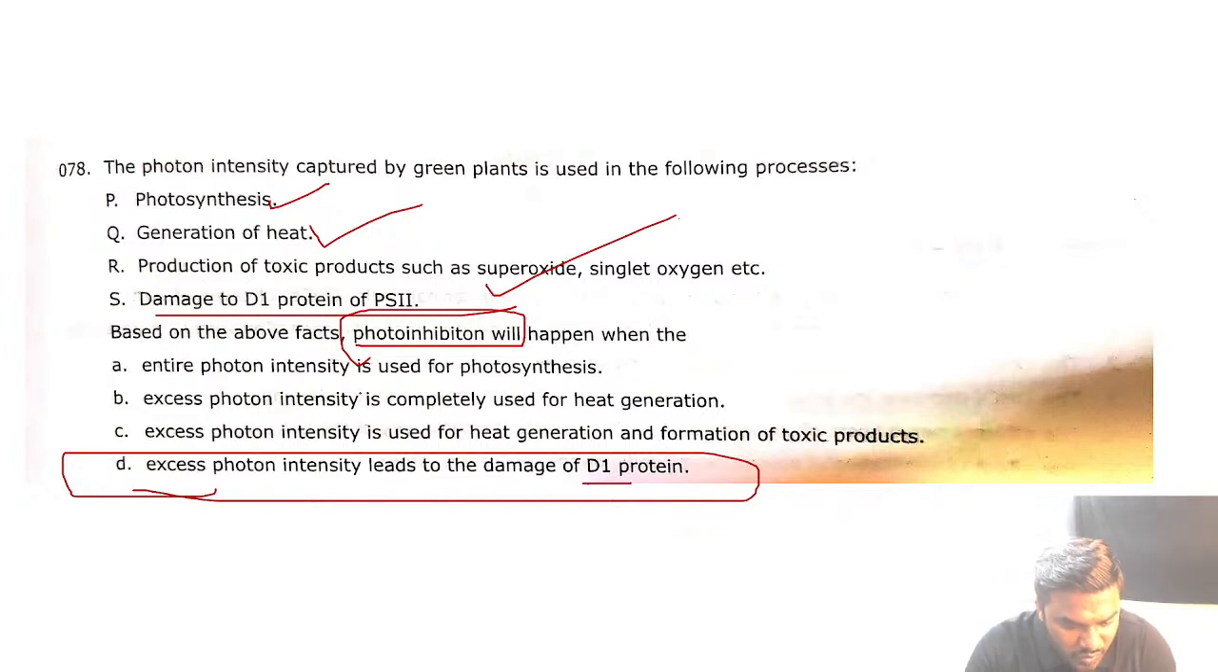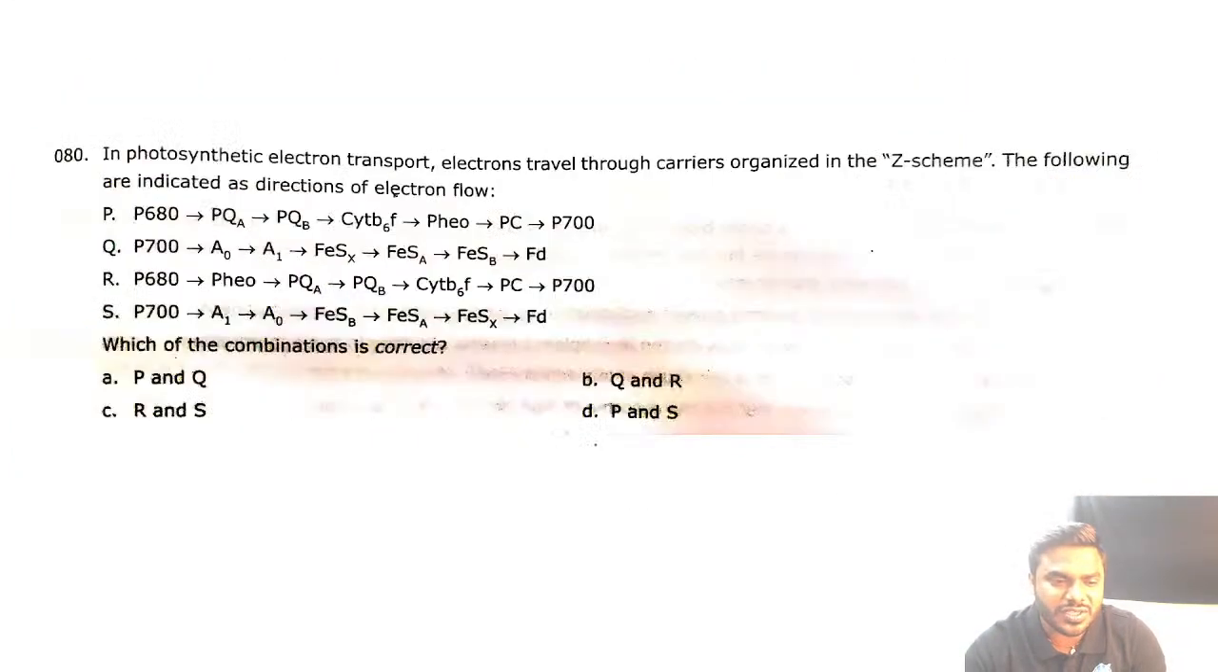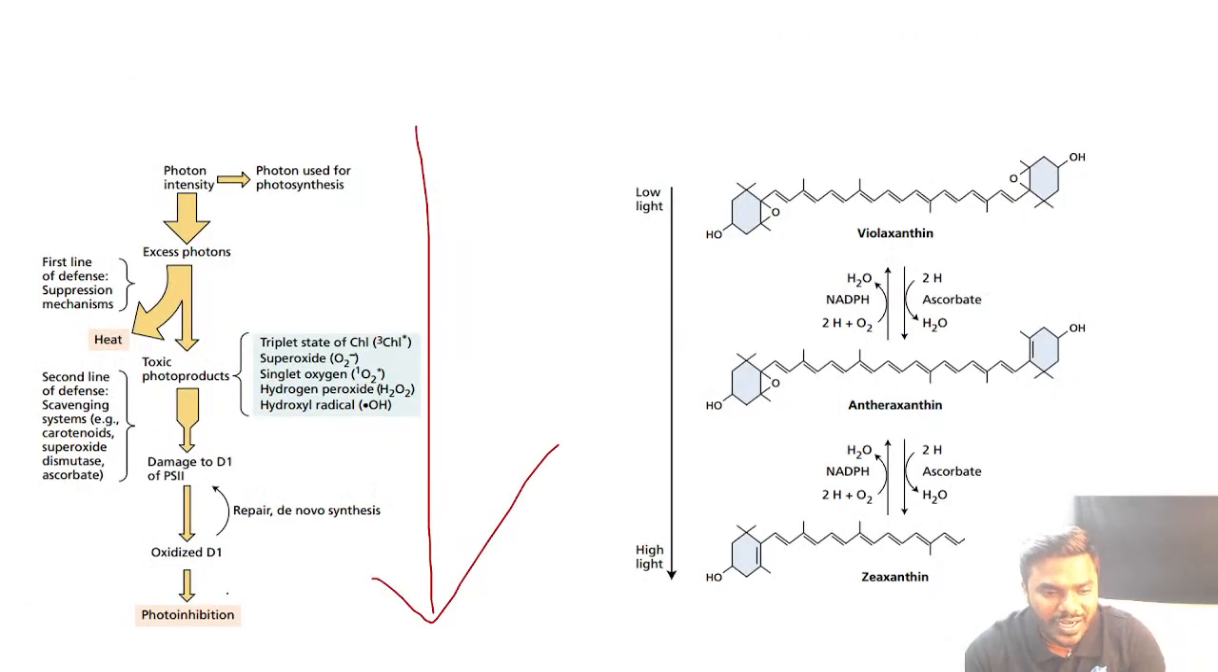No, Sahani. It's not C, dear. The question says when the photoinhibition occurs. First mechanism is what? Heating. We will release something. Second one is what? Second line defense mechanism. Third one is what? Finally D1 protein. If we don't synthesize the new D1 protein, once it gets damaged, then what will happen? That leads to the photoinhibition. That is what I told you in the diagram, right? You only look into this. I have told you very clearly, oxidized D1, if we don't synthesize the new D1, then only photoinhibition occurs.